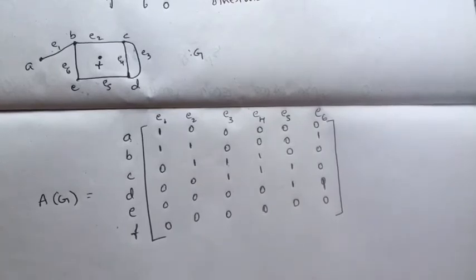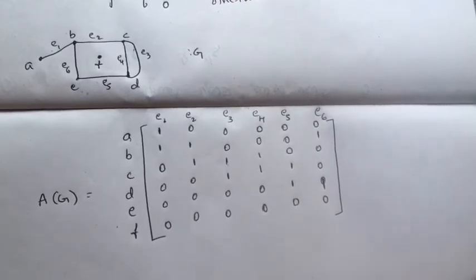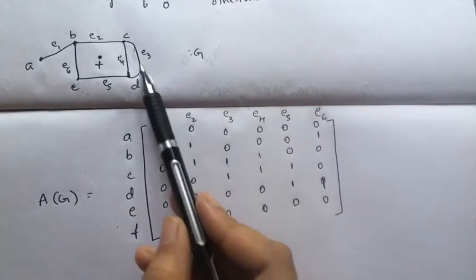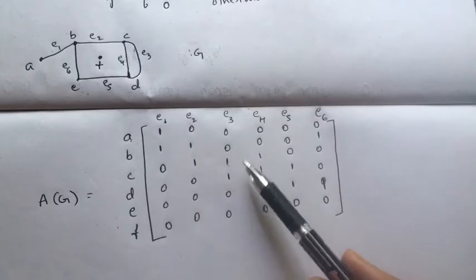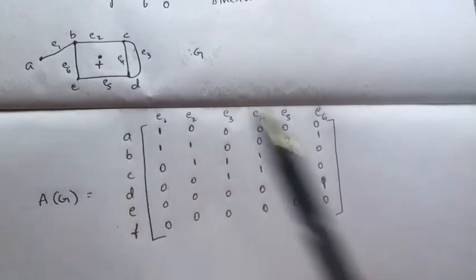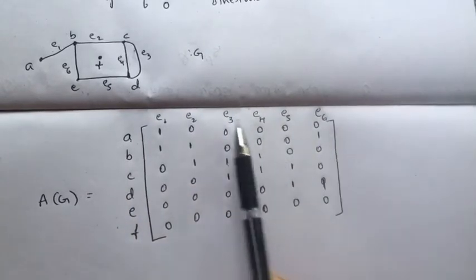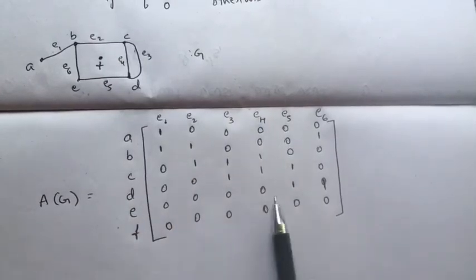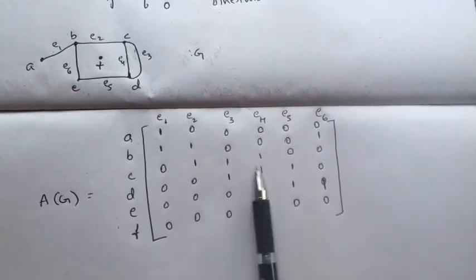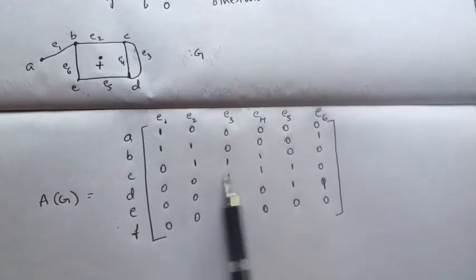Parallel edges in a graph produce identical columns. Parallel edges represent identical columns. When I take E3 and E4, they are parallel, as you can observe. So from this matrix also you can say these two are parallel, therefore their columns are identical.